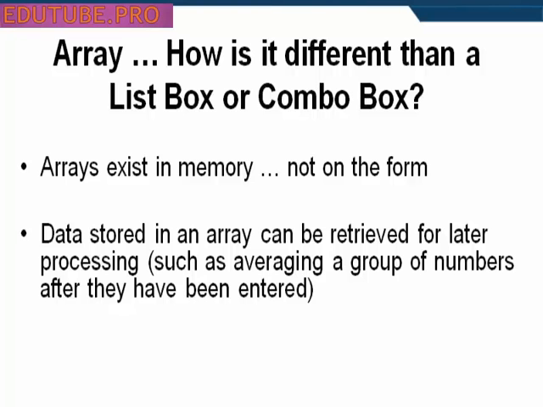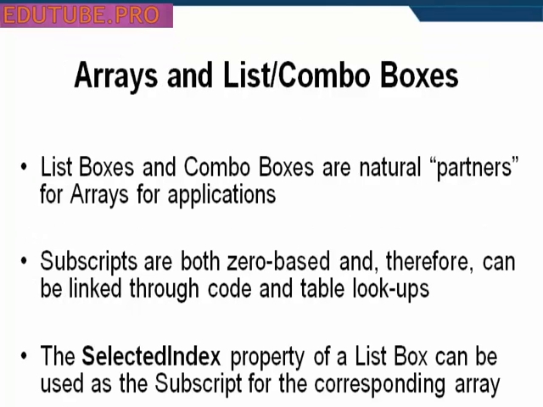Data that is stored in an array can be retrieved for later processing, such as averaging a group of numbers after they've been entered, or some other calculations. List boxes and combo boxes are natural partners for arrays for applications. This is true because they share a commonality of subscripts. Subscripts are zero-based in both arrays and list and combo boxes, and therefore can be linked through code and table lookups. The selected index property of a list box can be used as a subscript for the corresponding array.